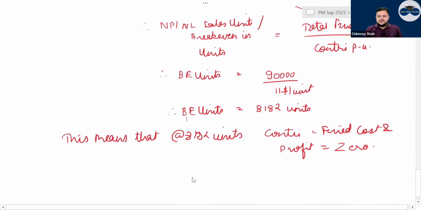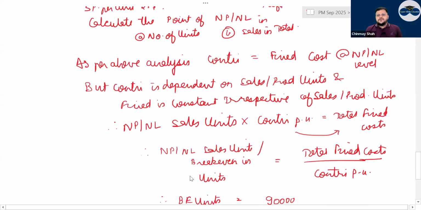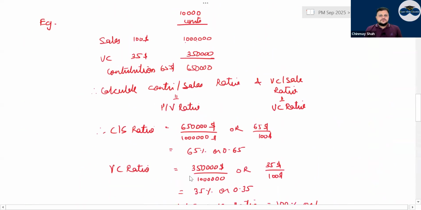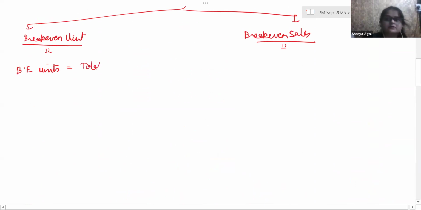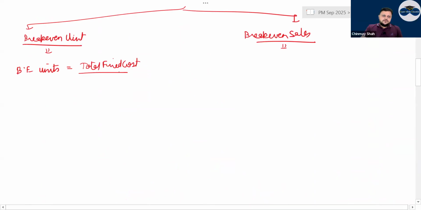One more example for understanding. So the first formula of break even in units will go here. What is the formula? Break even units is total fixed cost divided by contribution per unit.